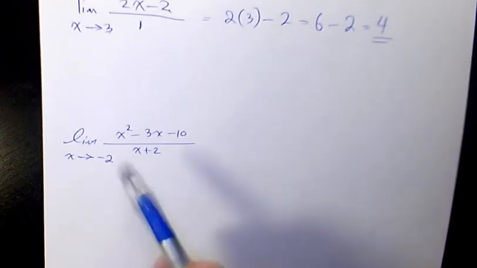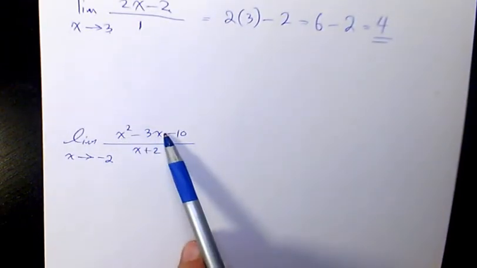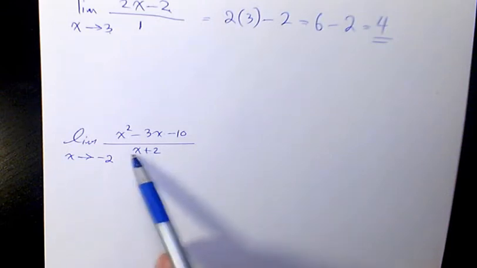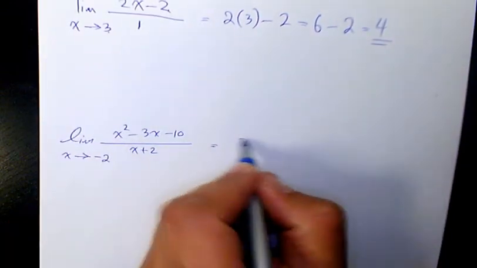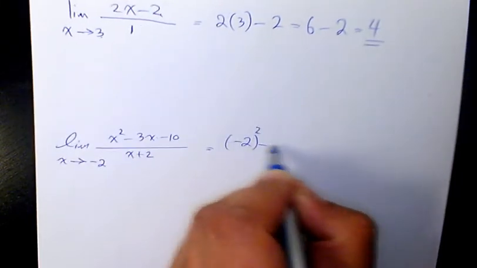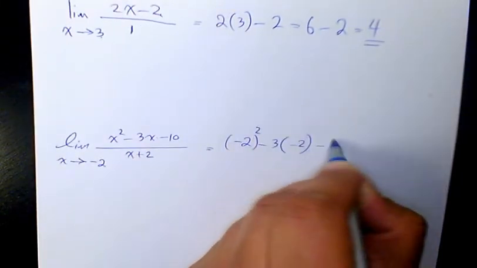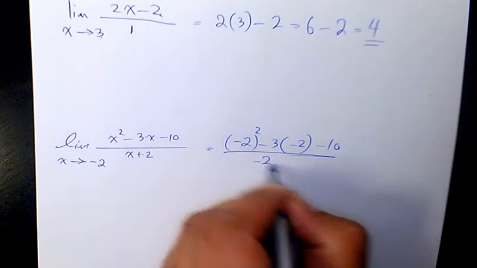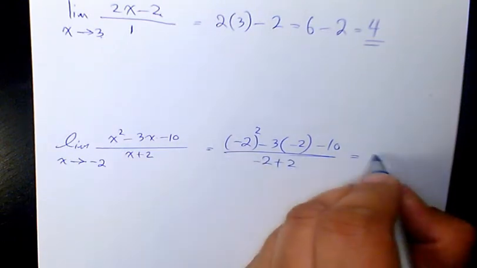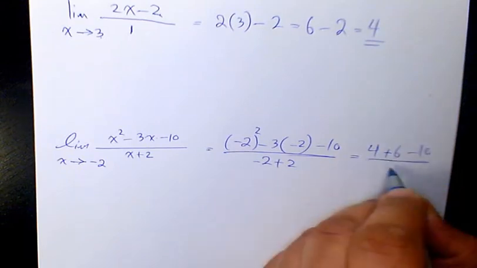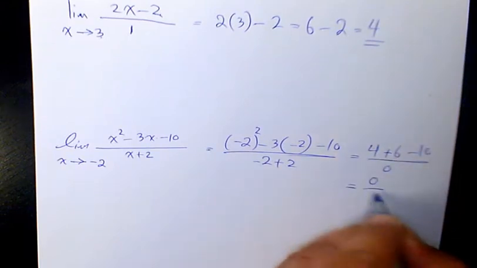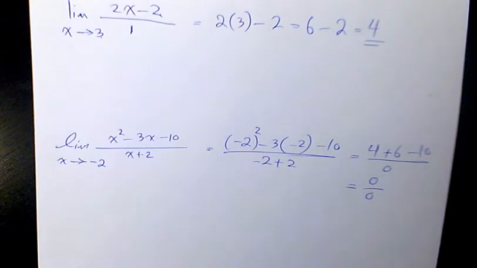Next example, it says the limit of (x² - 3x - 10) / (x + 2) as x approaches negative 2. So again, when you substitute it there, it's going to be ((-2)² - 3 times (-2) - 10) / (-2 + 2). That's going to be (4 + 6 - 10) over 0, which is going to be 0 over 0.